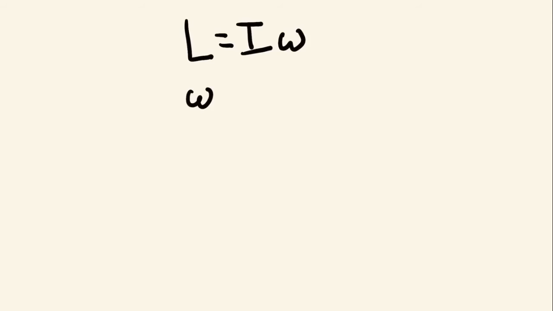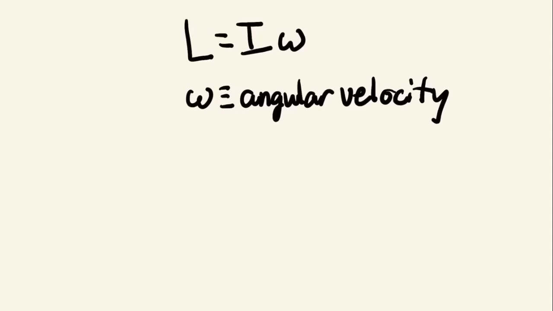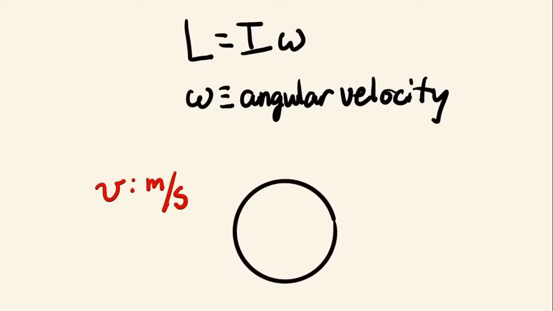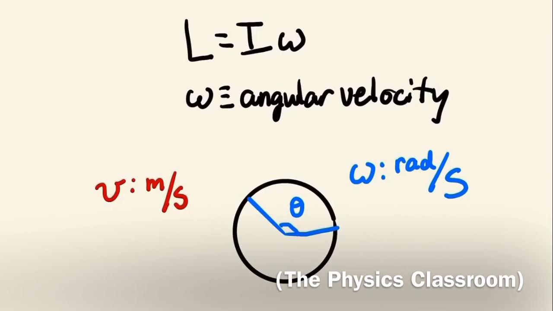This second term is angular velocity. It's represented by the Greek letter omega, where linear velocity, for things moving across a distance, is measured in meters per second. Angular velocity deals with circular motion and is measured in radians per second, or the measure of an angle over time.